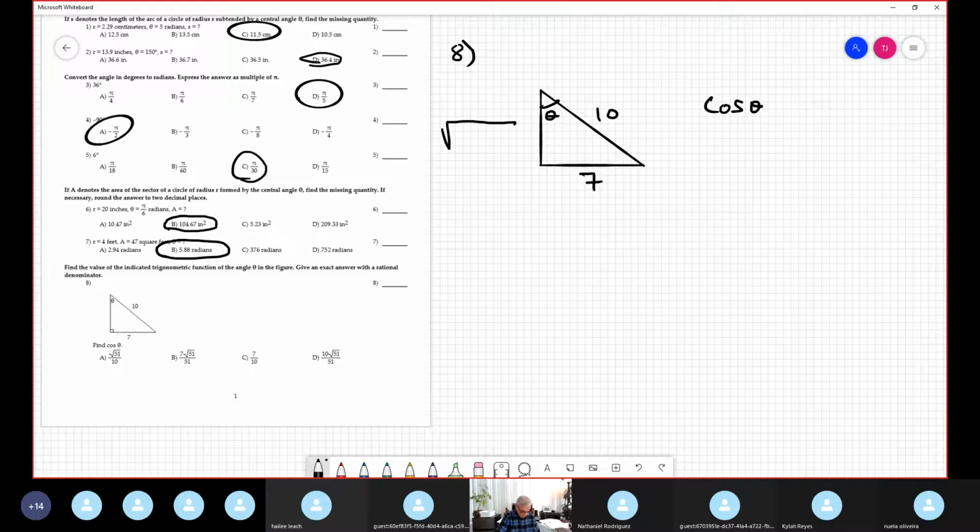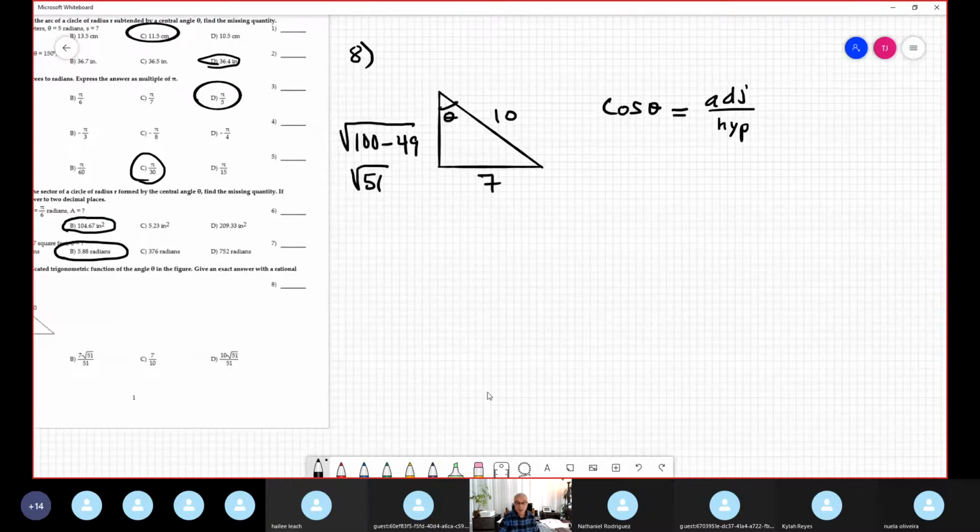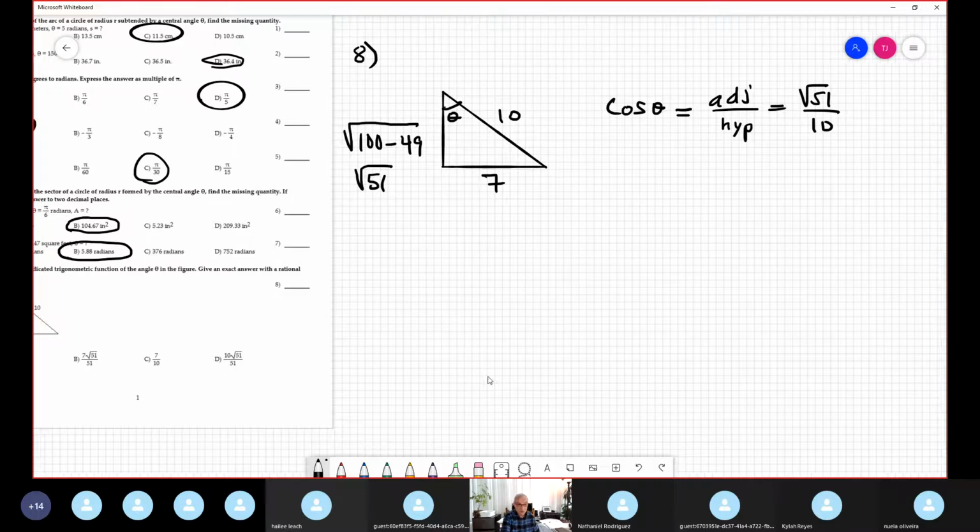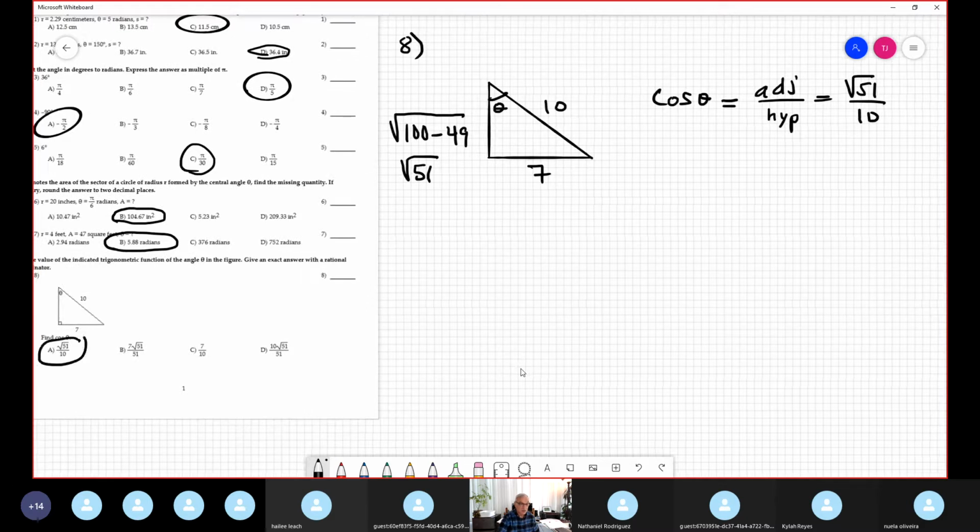The hypotenuse squared is 100, minus 7 squared, which is 49. The subtraction gives 51. Square root of 51 is the length of this side. Now, by definition, I know that cosine is the ratio between adjacent over hypotenuse. Adjacent is radical 51 and hypotenuse is 10. End of story. This is the answer. This is option A, no? You see? Option A. Any question?